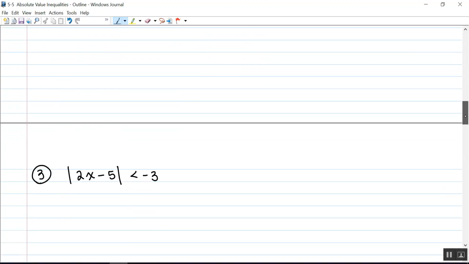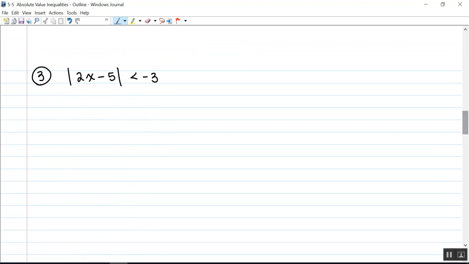And let's take a look at one more with a less than. This is the absolute value of 2x minus 5 is less than negative 3. Now whenever you see a negative number not inside the absolute value bars, you have to stop and think about it. Okay? What's going to be going on here? No matter what I put in for x, I'm going to take the absolute value of it and it's going to turn into a positive number.